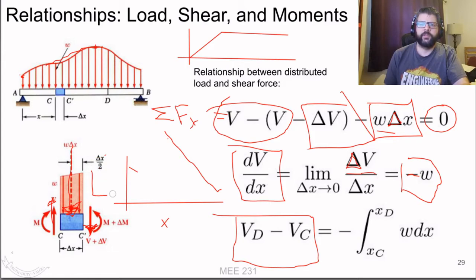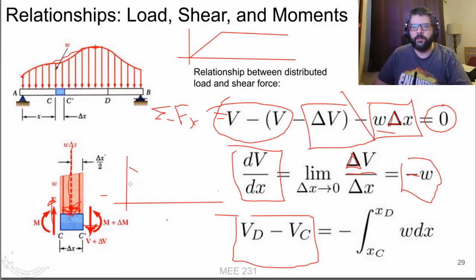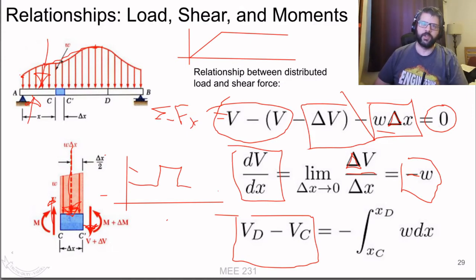That's kind of how we determine how to get the slope of our V over x diagram. Now, of course, that's for distributed loads. If we're instead talking about point loads, point loads will cause the diagram to jump up or jump down based upon whether or not the load is pushing up or down on the diagram. If it's pushing up on the object, it jumps up. If it pushes down on the object, it jumps down.